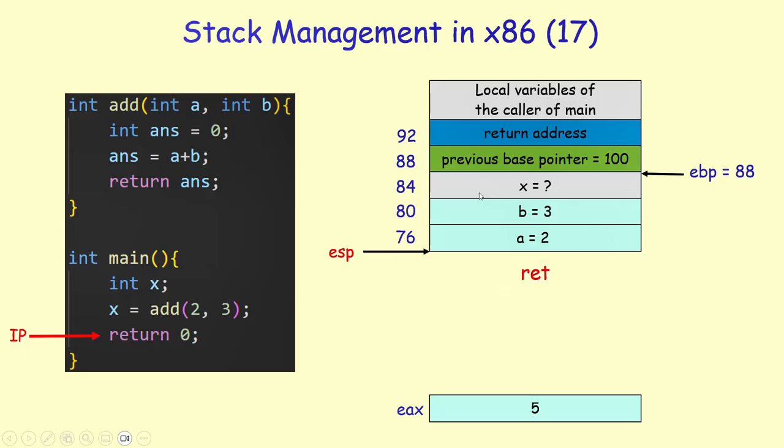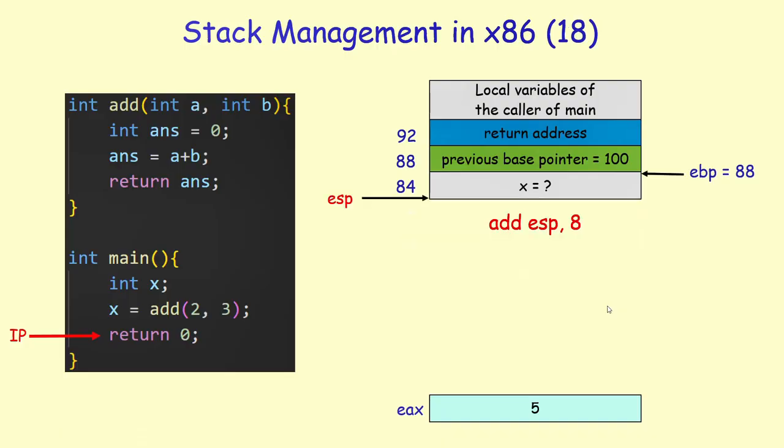So if we need to remove 8 bytes from this stack because we had 2 parameters, A and B, both were integers and both occupied 4 bytes on the stack. And we need to simply wipe them out by saying add ESP, 8. So if we add 8 bytes to ESP, the stack pointer is now 84. So that kind of wipes out the 2 arguments that we pushed onto the stack.